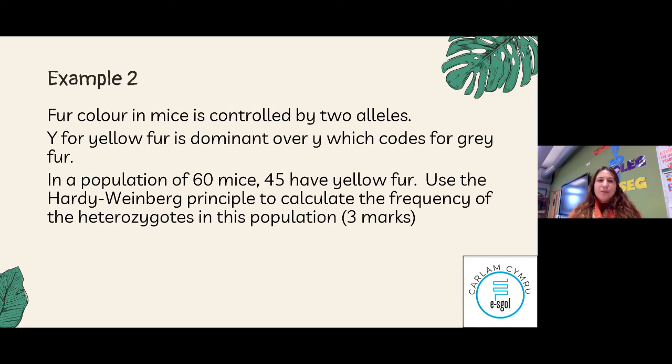Okay, I'm going to give a few little hints, so just press pause if you don't want to hear. We're looking at a population of 60 mice. 45 have yellow fur. By 2 alleles, capital Y for yellow fur is dominant over little y, which codes for grey. So, using the Hardy-Weinberg principle to calculate the frequency of heterozygotes, we're going to be looking at capital Y, little y. Very similar, therefore, to the last one that we did.